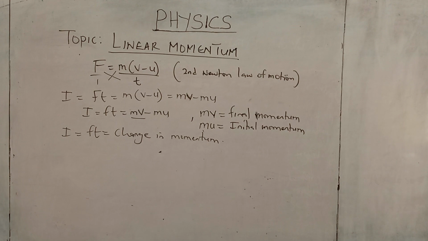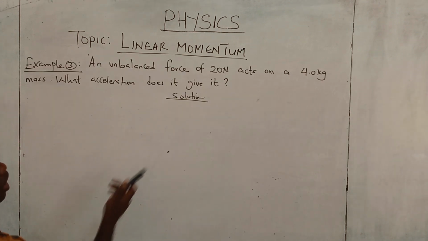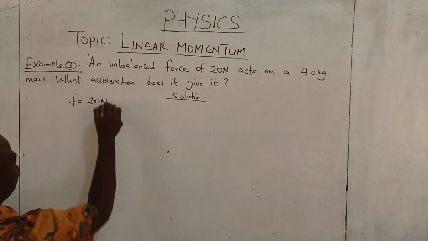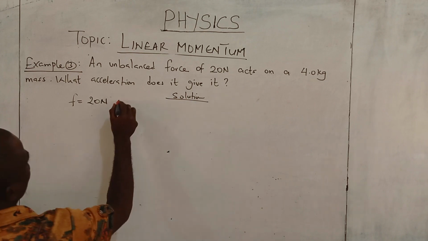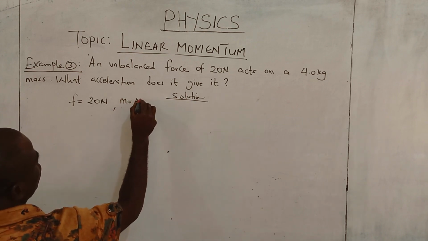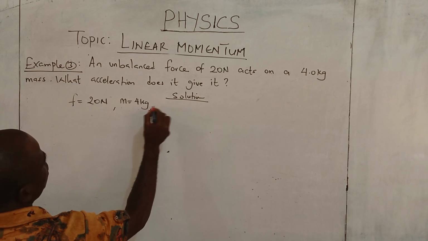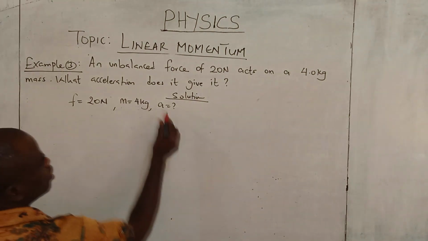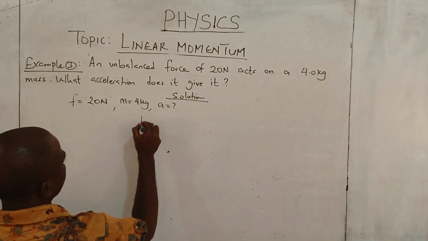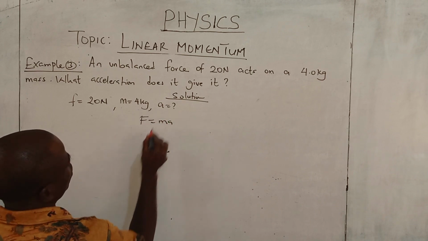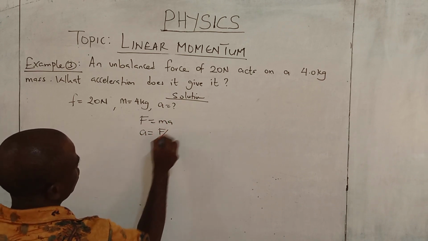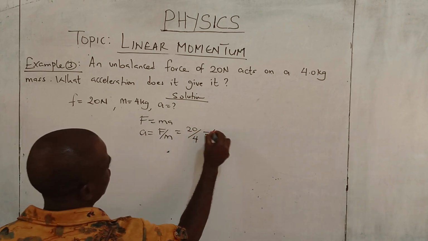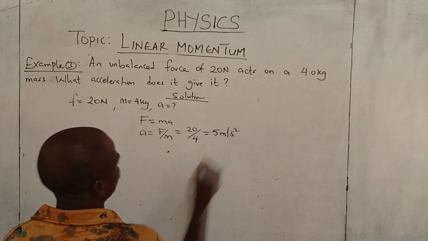Now let's see an example. A balanced force of 20 Newton acts on a 4 kilogram mass. Parameters first, please don't forget parameters first. 20 Newton acts on a 4 kilogram mass. What acceleration, a? What's the relationship that brings the three parameters together, which is F equals ma. We are looking for a equals F over m. What's our force? 20 divided by 4, which is 5 meters per second squared.